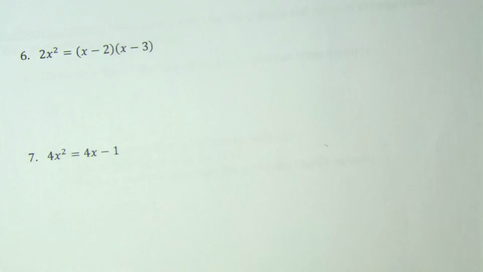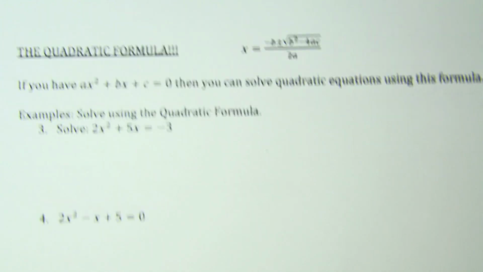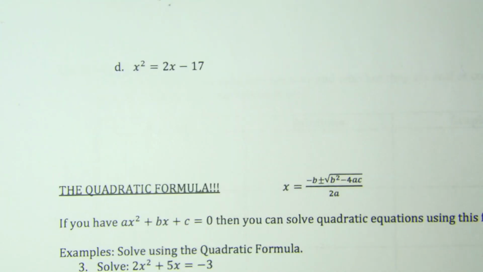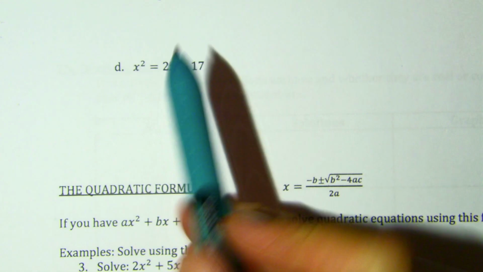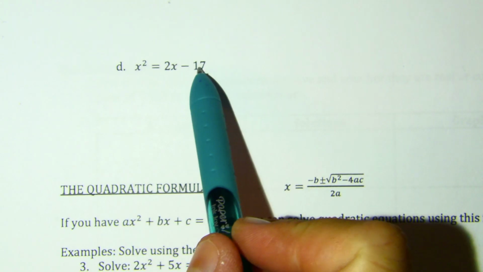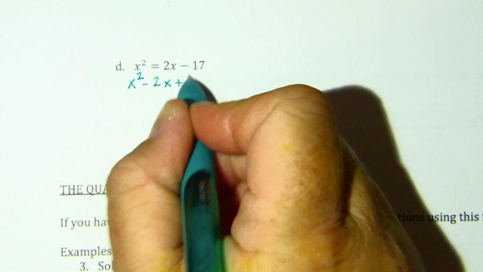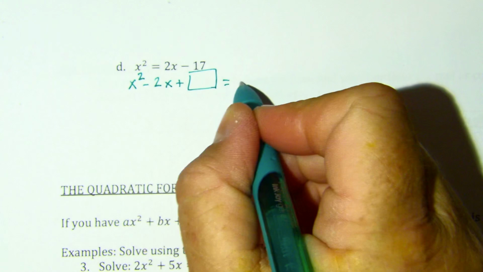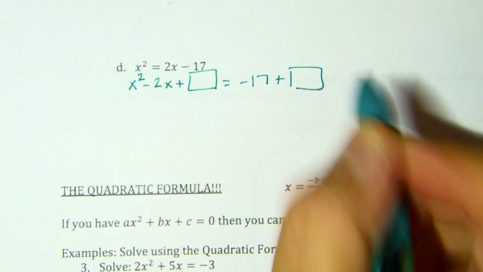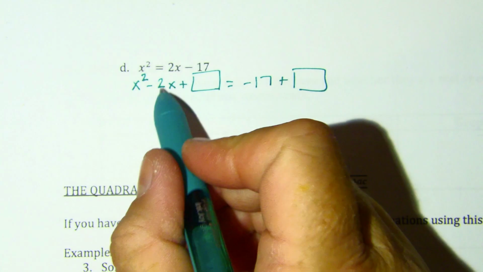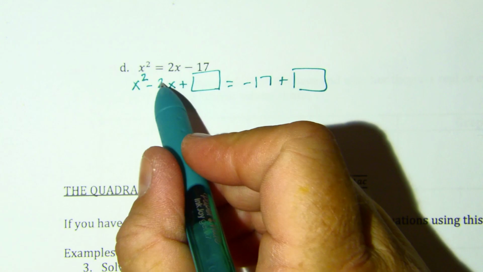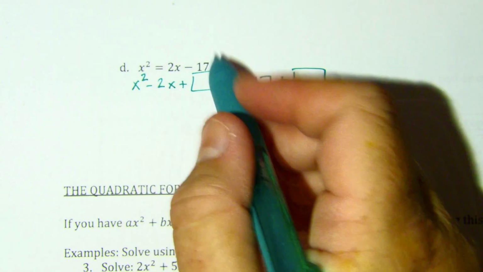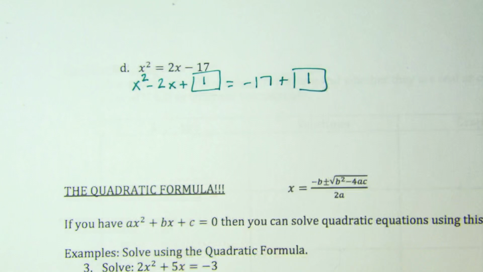All right, one more example, and then we're going to move on to the quadratic formula. Here, I have the constant on this side, but I need to get the x's back over here. So x squared minus 2x plus something equals negative 17 plus something. And my b value is negative 2. Negative 2 divided by 2 is negative 1. Negative 1 squared is 1.